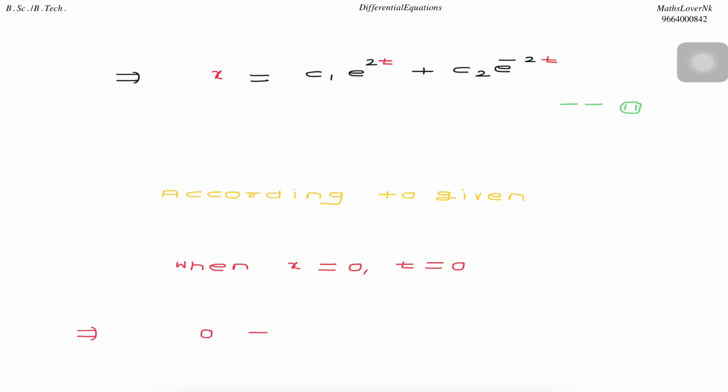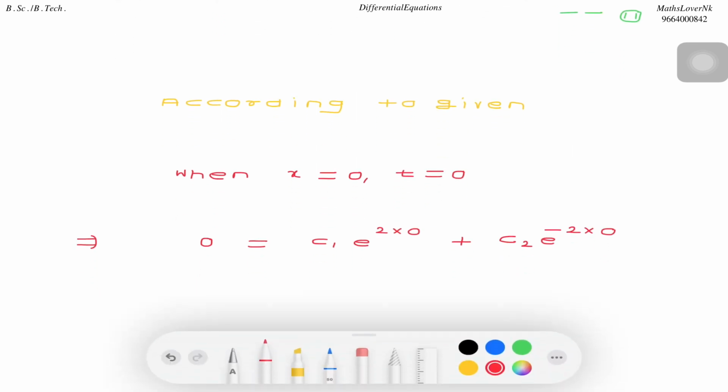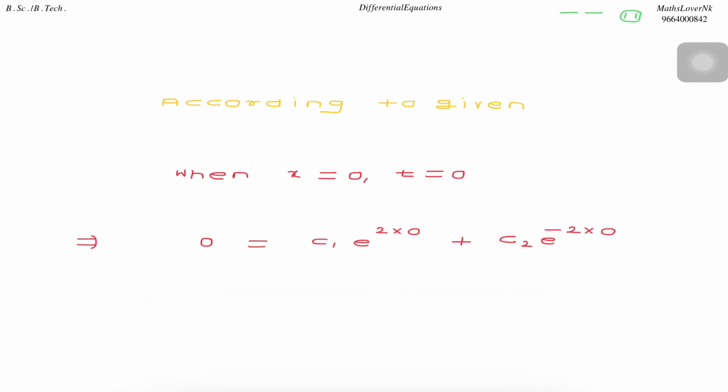So we get 0 is equal to c1 e to the power 2 into 0 plus c2 e to the power minus 2 into 0. We get 0 is equal to c1 plus c2.